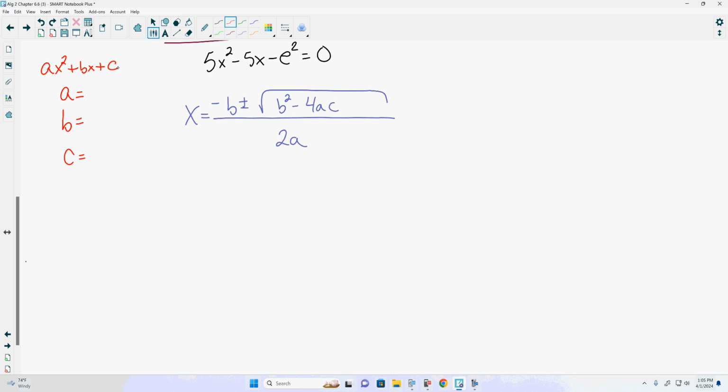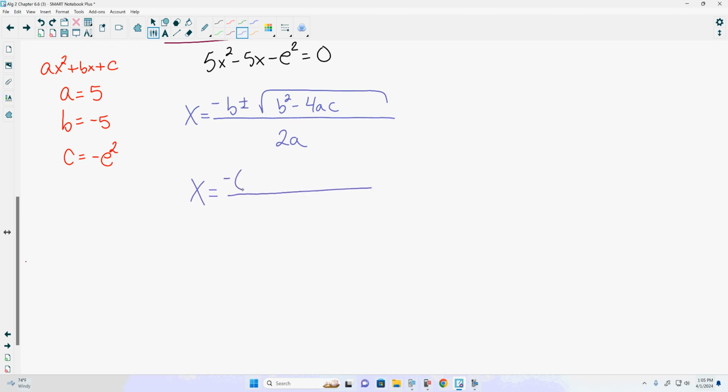So what's the value of A for this? 5. What's the value of B? Negative 5. And the value of C? Negative e squared, because negative e squared is just a number. It's that constant term. So when we plug this in, we'd have x is equal to negative b.